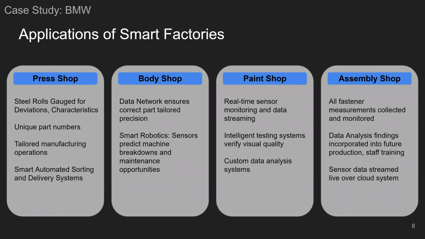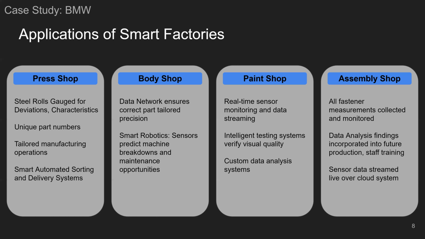So even in other BMW facilities and production factories, the luxury car company still employs many factors of the smart factories discussed earlier to manufacture their products. In each of their production shops, sensors, data, computers, and AI help to tailor each individual part with utmost precision and efficiency, while also monitoring the entire manufacturing process in real time. For example, in BMW's press shop, steel rolls are unfurled and several sensors and gauges are used to measure any inconsistencies, deviations, or characteristics in each strip of metal.